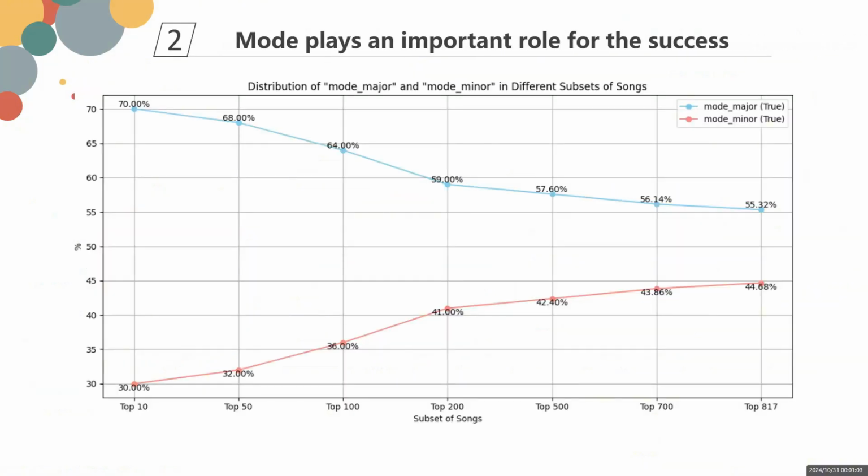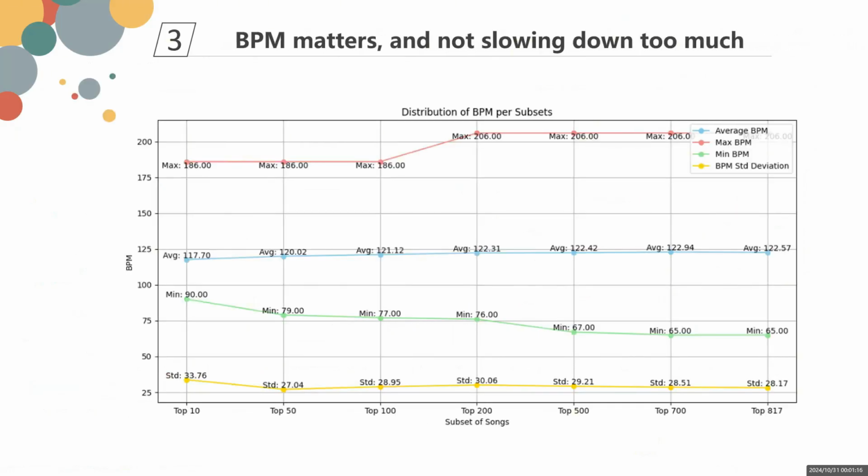So considering the mode here, we would say that major is important as 70% of the top 10 songs are major, and this percentage keeps decreasing as more songs are involved. For beats per minute, we would suggest keeping it in a suitable range for all kinds of people from all ages. As you can see, the average didn't change much.